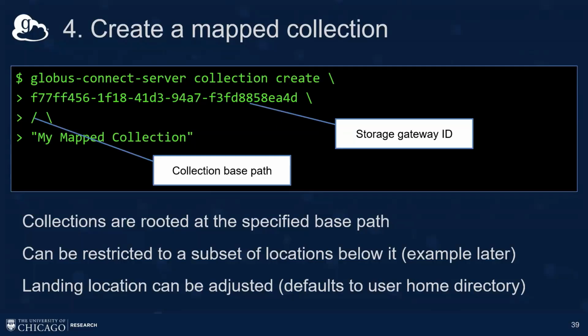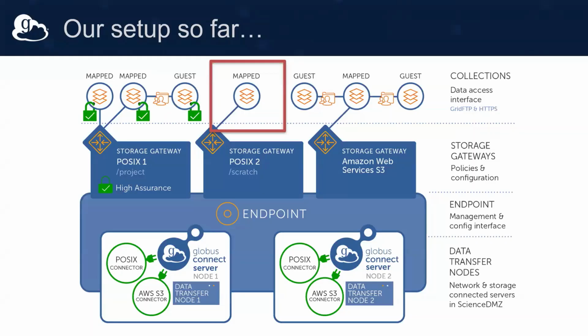The landing location can also be adjusted. There is an option for that, but by default, this is a Unix server after all, so it defaults to the user's home directory. And with that, we would have our whole stack, a mapped collection, enabled.